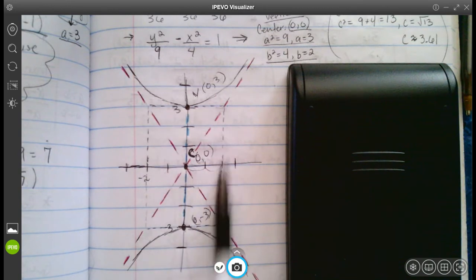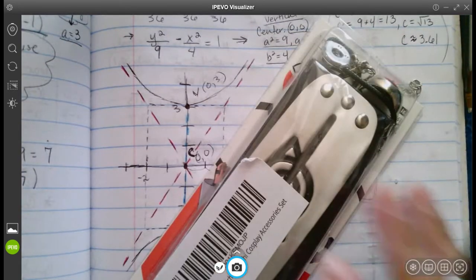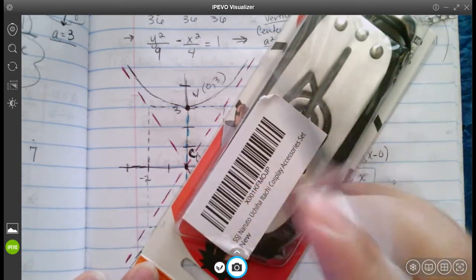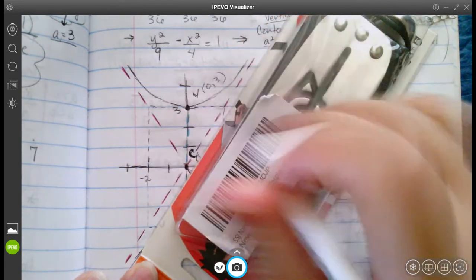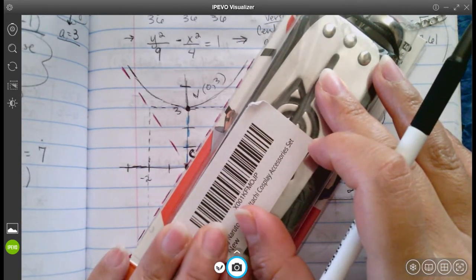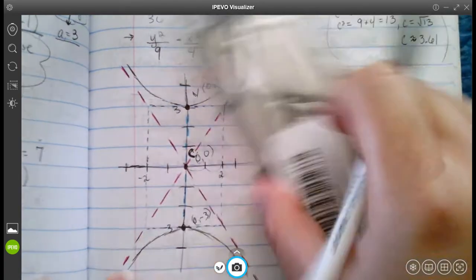So I have this box, and once I have the box, what I did is, I don't actually have a straight edge, so I used this. I went from corner to corner. I went from this corner to this corner and drew a line. I drew a dashed line this way and then this way.